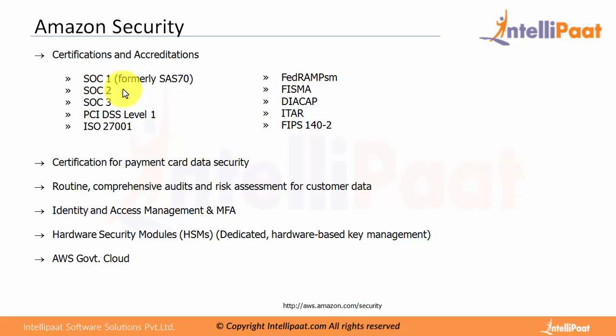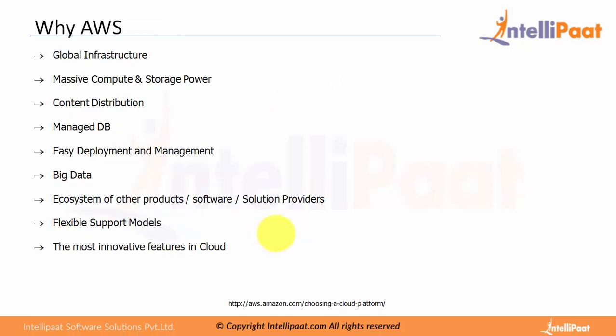Amazon has also written a very wonderful white paper on security. You can read it from the URL at the bottom, aws.amazon.com/security, which gives you an overview of the security implementations at the Amazon level.